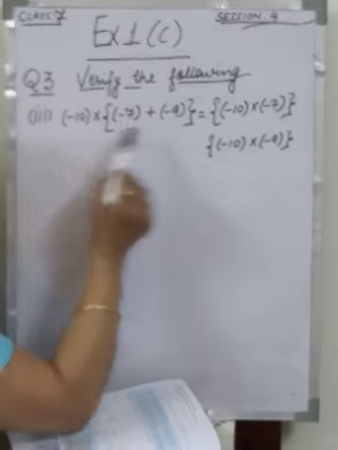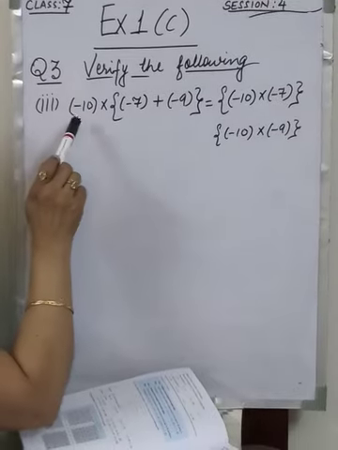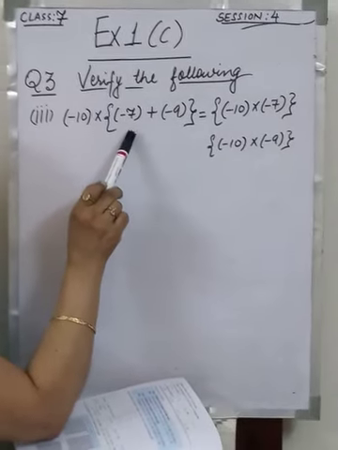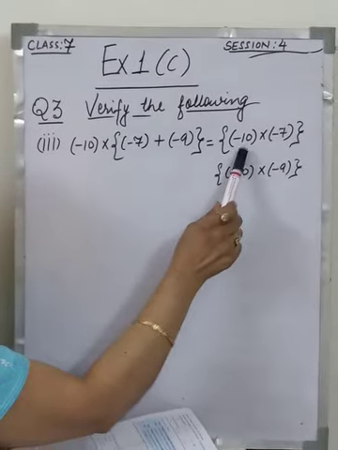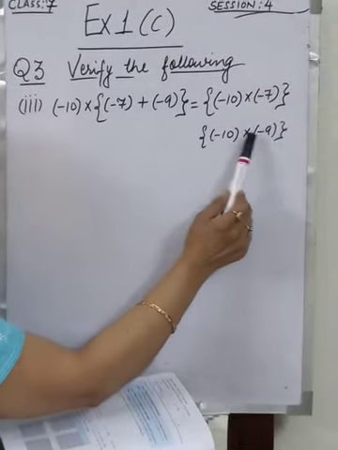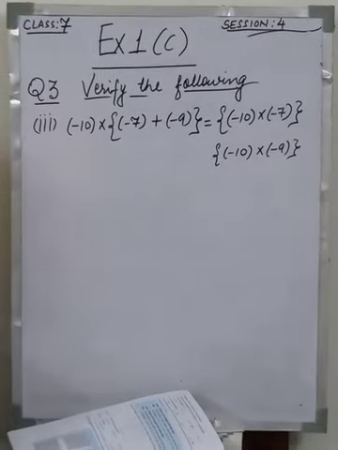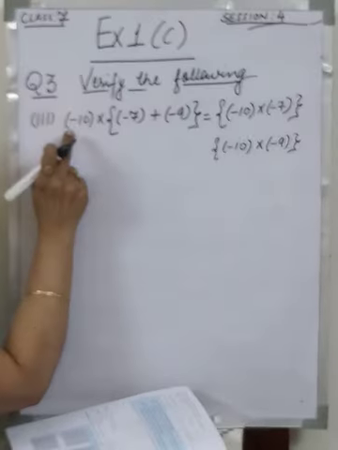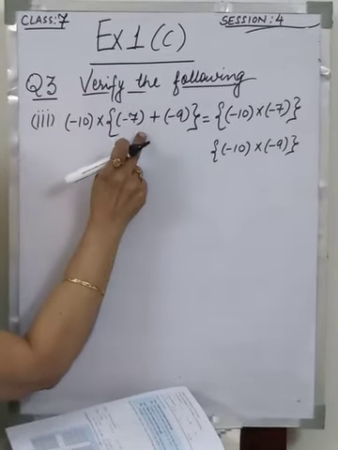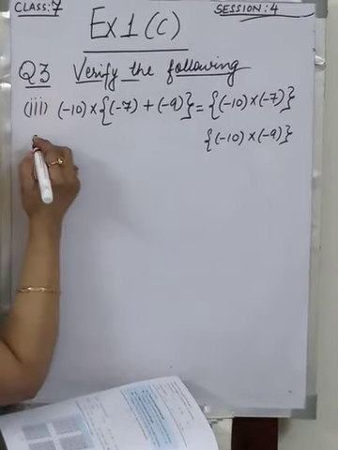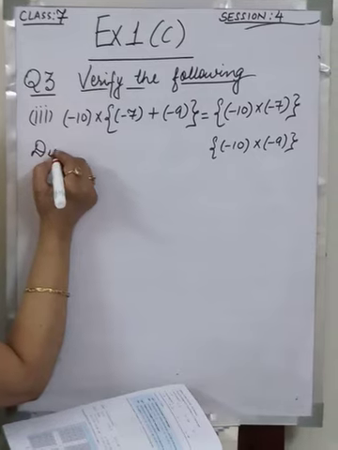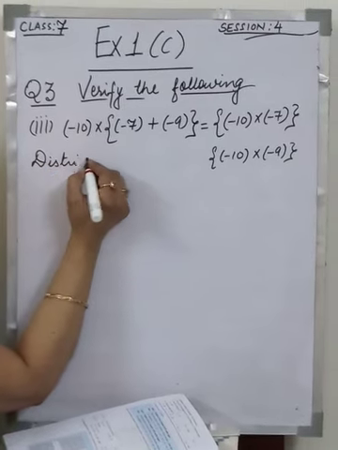Which property is it, student? See, minus 10 into minus 7 plus minus 9 is written. And here 10 is with 7 and 10 is with 9. Which property is it, student? It is the distributive property. This 10 is distributed with 7 as well as this 10 is distributed with 9. So it is the distributive property.